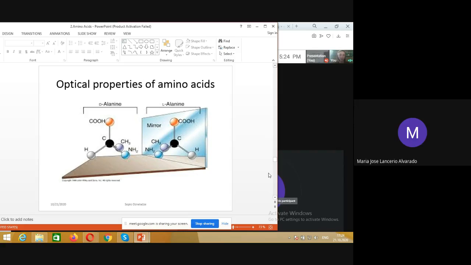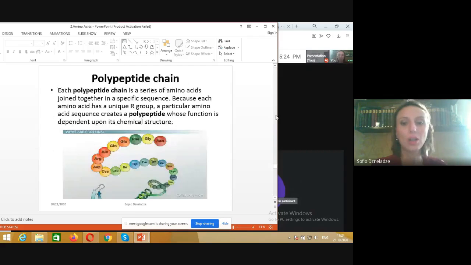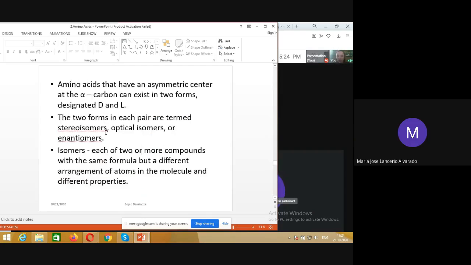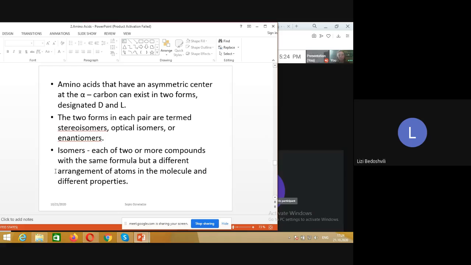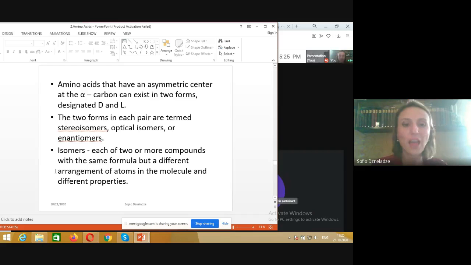So they are known also as stereoisomers, enantiomers, optical isomers, etc. And Lizzie, please read what is isomer? Isomers: each of two or more compounds with the same formula but a different arrangement of atoms in the molecule and different properties. Yes, it means that they have the same formula but different structure.